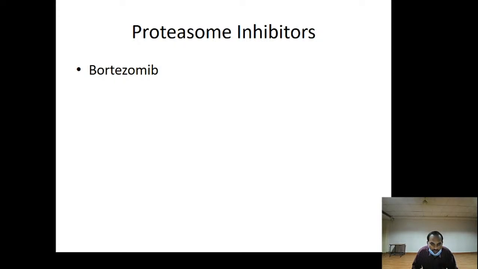So what do we have to do? We have to inhibit the proteasome. How to inhibit the proteasome? Give bortezomib. So bortezomib will do what we need. And what are the adverse effects of bortezomib when you use it in multiple myeloma? It can cause bone marrow depression, it can cause peripheral neuropathy, and it can cause diarrhea. So that is about bortezomib.